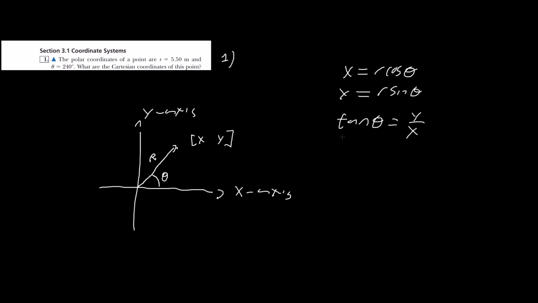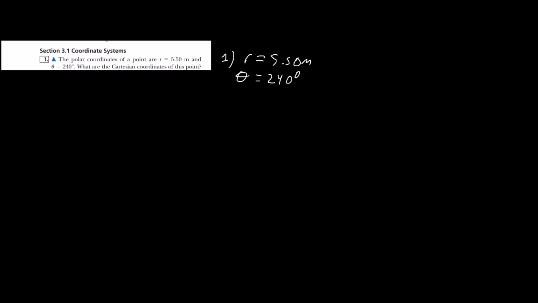Problem 1 is pretty straightforward. It's just asking for the coordinates when the radius here is specifically 5.50 meters, and the angle from the origin, starting from here, goes all the way up to 240 degrees. It's actually right here. So that's really it, guys. I mean, that's pretty straightforward.